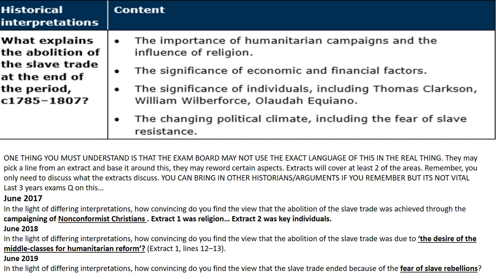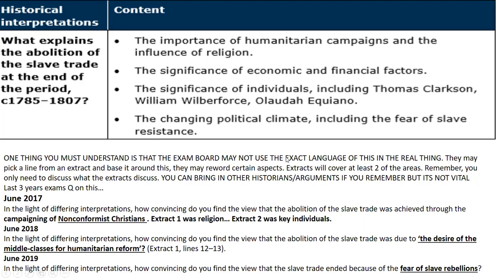Now it says here, you must understand the exam board may not use the exact language of this in the real thing. I'm going to show you the last 3 years and what questions they've had on this topic. It shows you that you need to understand where to group it in to get it right. They may pick a line from an extract and base it around this, and they might reword certain aspects.